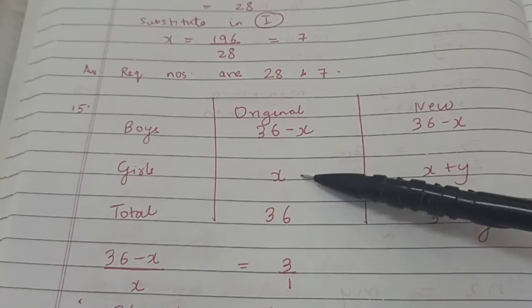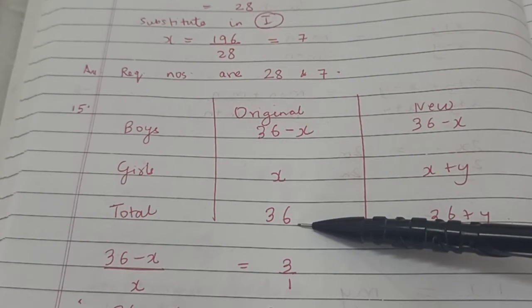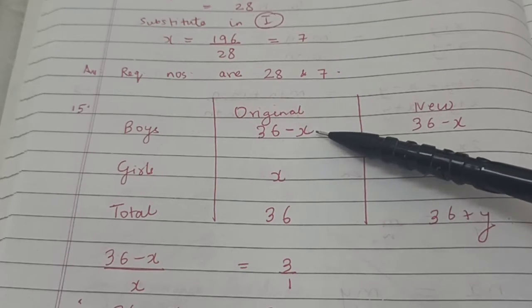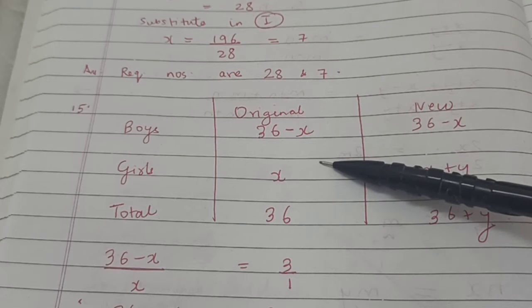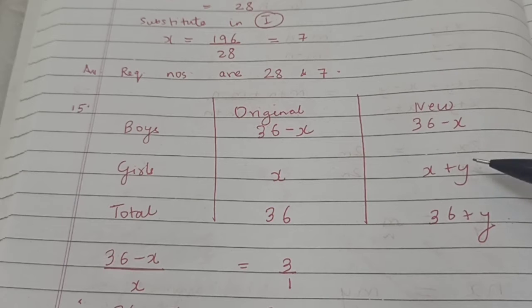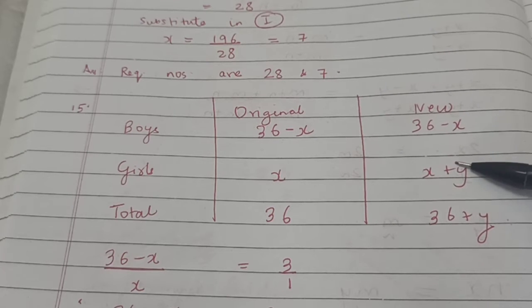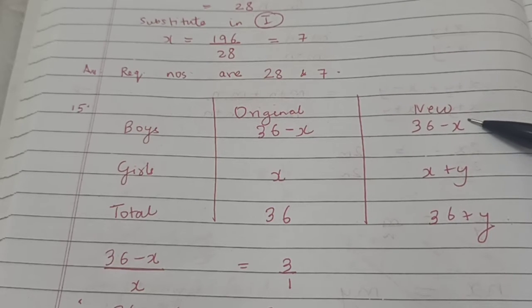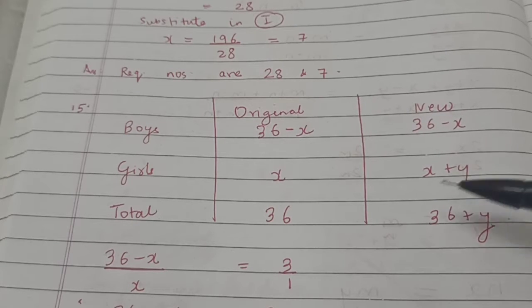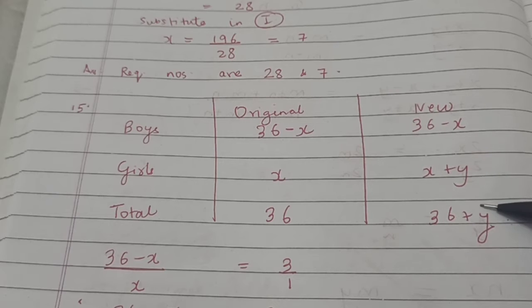If the total number of students were 36, and let's assume the original number of girls is x, that means the number of boys is 36 minus x. Now, according to the condition, the new number of girls will be x plus y. We are adding more girls. We are not making any changes to the number of boys here, but we are adding more girls to the council so that the ratio is more acceptable. But if we add that to the number of girls, then even the total number of students would increase by y. So that's the new number of students.